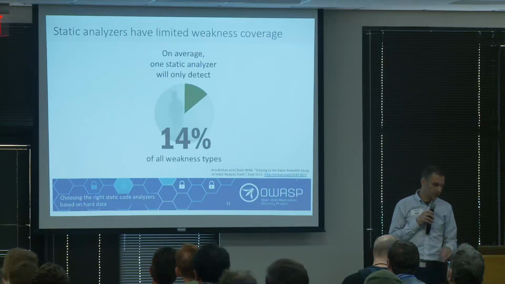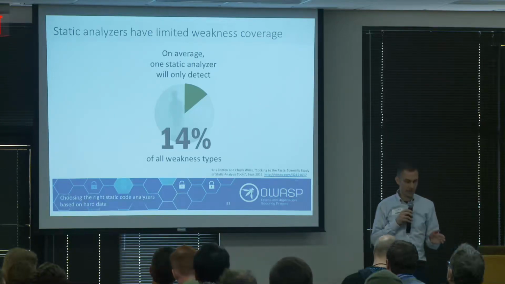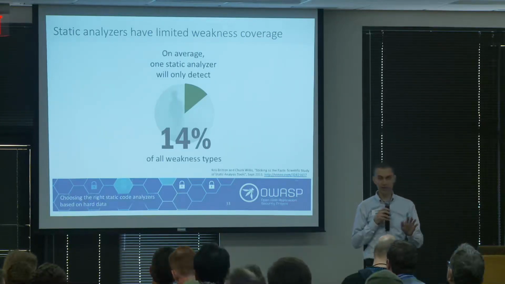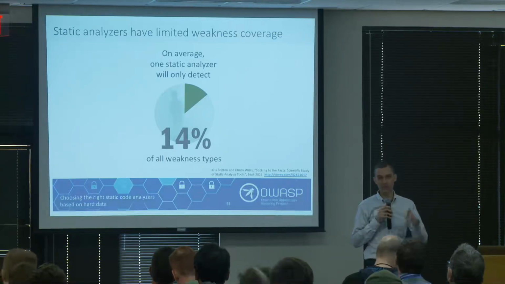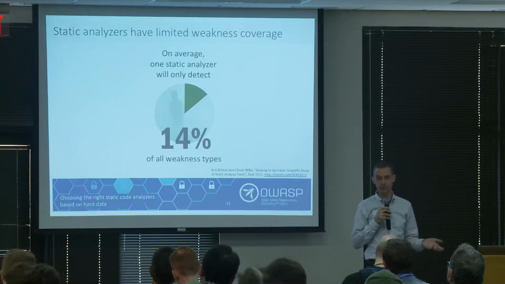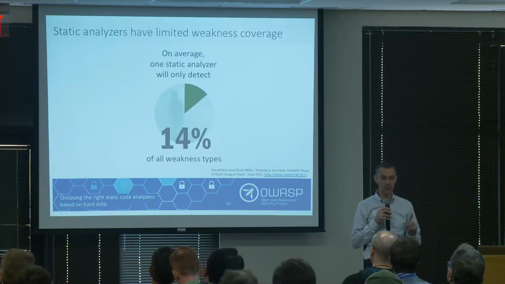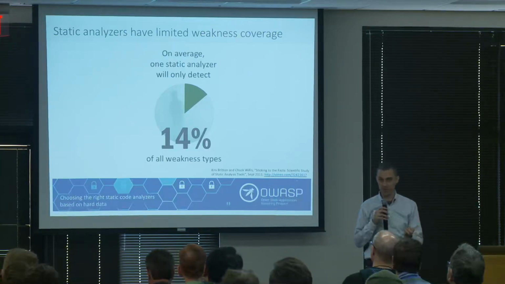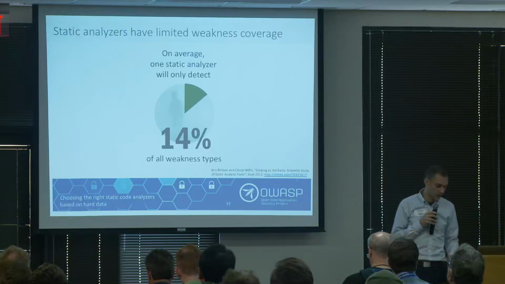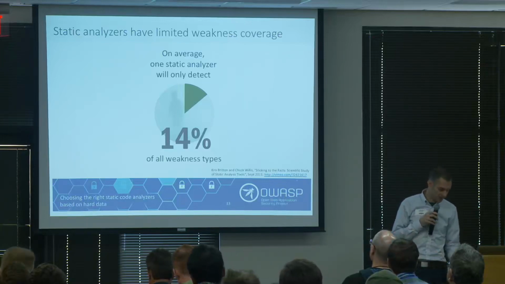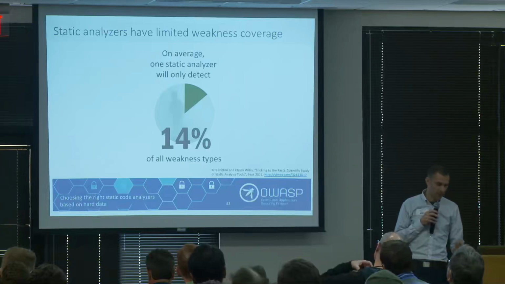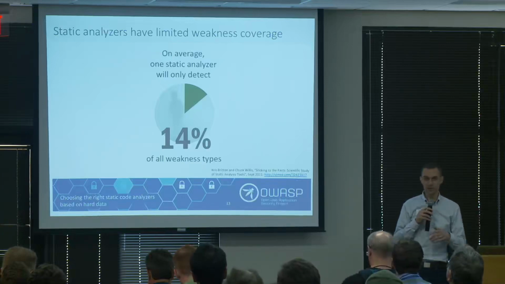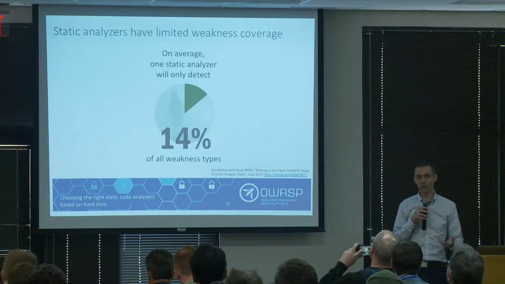And so we know from NSA research that any one analyzer on average is only going to find about 14% of all the types of problems that we know to check for, right? That static analyzers are capable of checking for. One of them is not going to find very many of those. So that sort of suggests you're going to need multiple analyzers. But there's this idea of coverage. And it's weakness coverage, like the types of weaknesses that exist in your code that you want to be able to find.